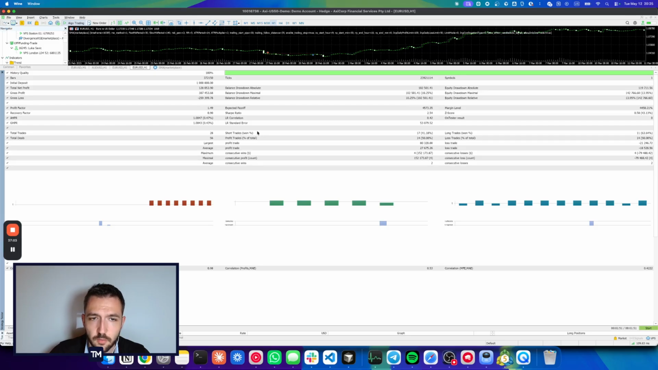So here, the percentage of short trades won is 41%, and the percentage of long trades won is 63%. The percentage of profit trades, as a percentage of total, is 50%, and loss trades 50%. So it looks like we had the same amount of profitable and loss trades. Then we have the consecutive wins, the consecutive profits, and then the maximum and average profit trade, stuff like that. So there are a lot of metrics that you can see.